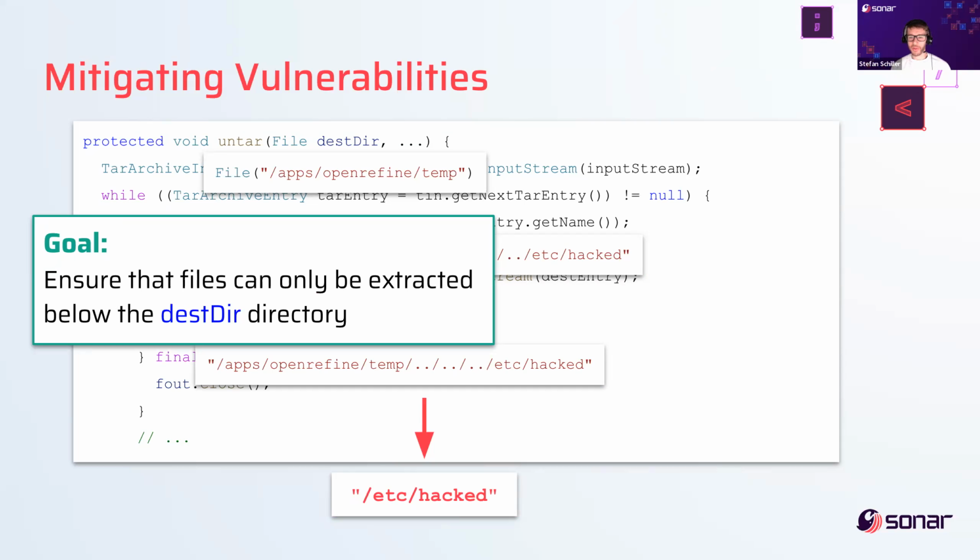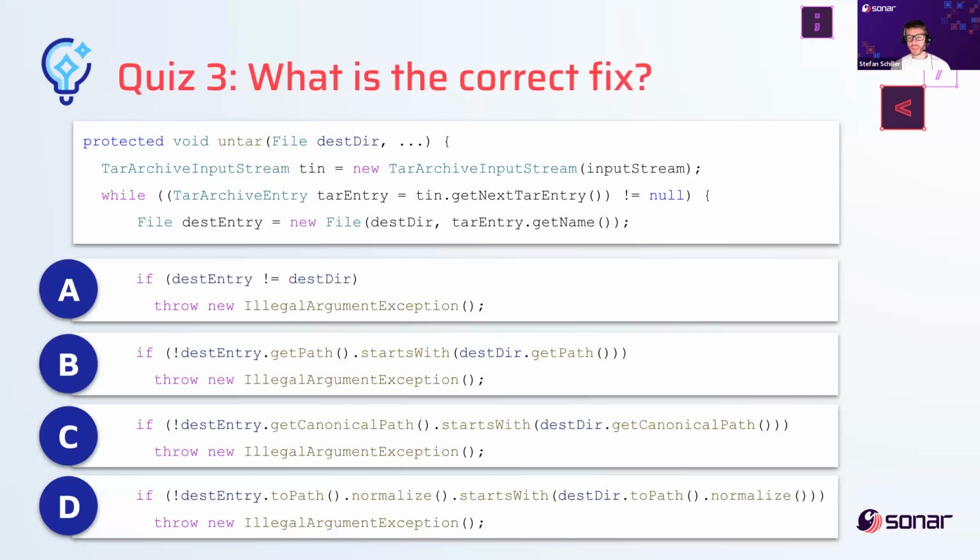Now it's up to you again to achieve this. What do you think is a correct fix for this? We have 4 different patches here, which all try to prevent that the destEntry file is outside the intended destDir directory. So I'm launching the poll now again. This time I give you a little bit more time to read through everything. We go for 40 seconds from here on.